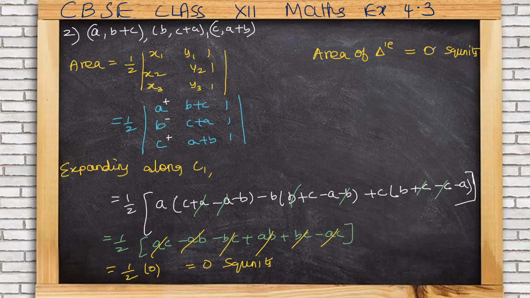Suppose, excluding 0, if you are getting any other value, then they are not collinear. As we have the area value here as 0, the points are collinear. I hope it is clear. If any doubts, please post it in the comment section.